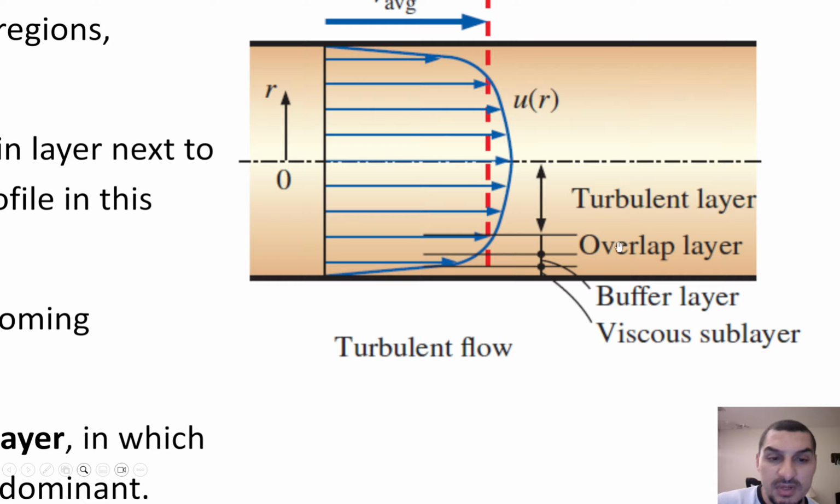For the overlap layer, the viscous forces become less obvious, and the inertial forces are more dominant than the viscous forces. So it's more like a turbulent layer with a small effect of the viscous sublayer. So these are the layers.